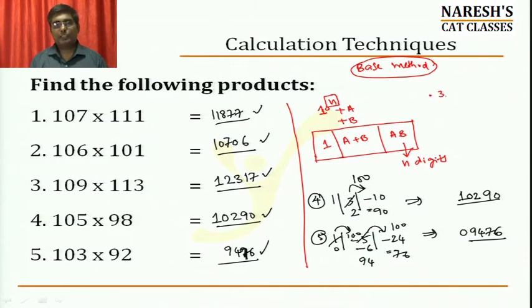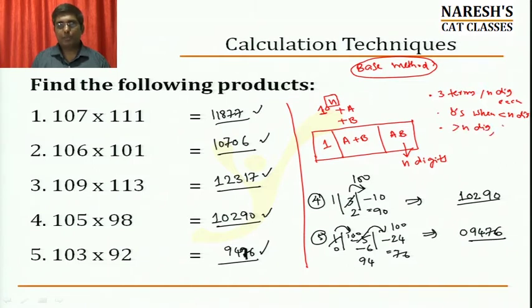As a summary, please note from this slide, what do we have? 3 terms, you'll have n digits each. Add zeros when there are less than n digits, and when more than n digits, what do we do? We do carry forward. Sorry, carry back in a way.